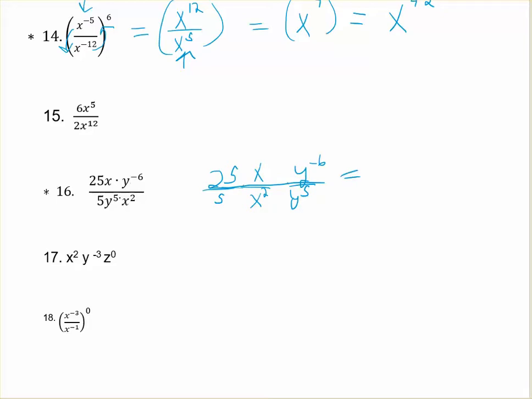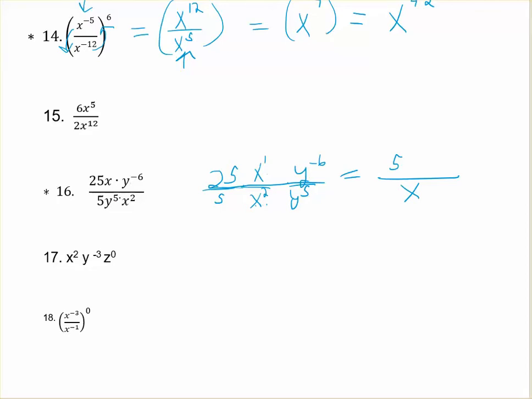Okay, 25 over 5, that's just 5. What about the x over x squared? If you want, you can put x to the 1, and you can subtract exponents. Or you can think to yourself, well, that means there's one x on top, and on the bottom there's x times x, so that means there's one x left, and it would be in the denominator.